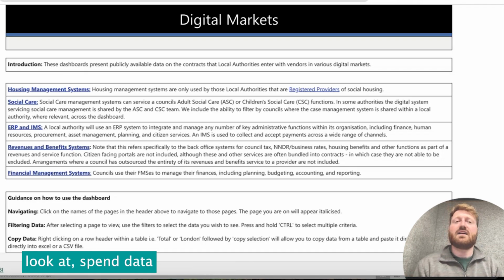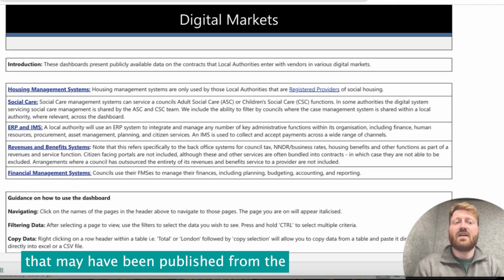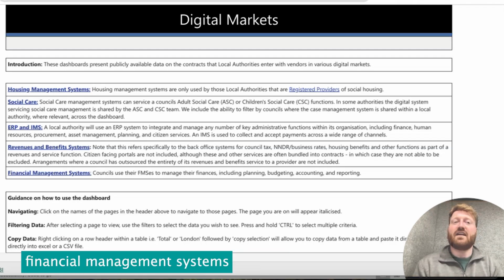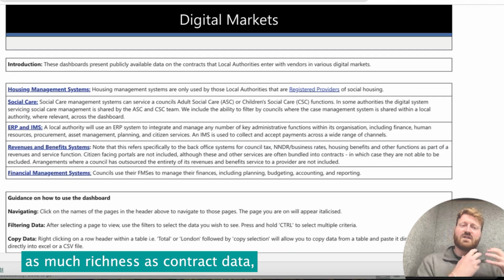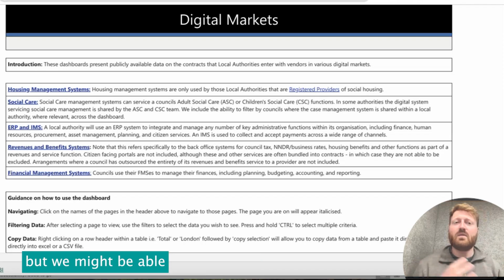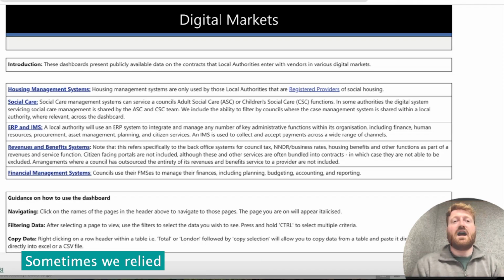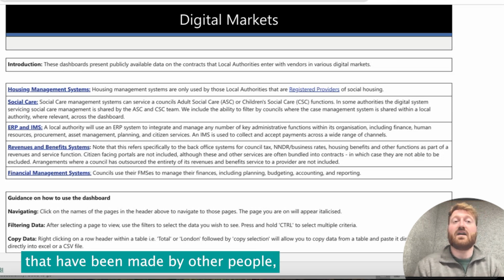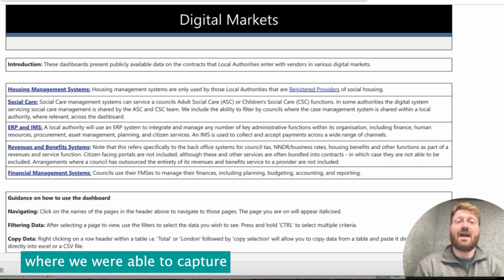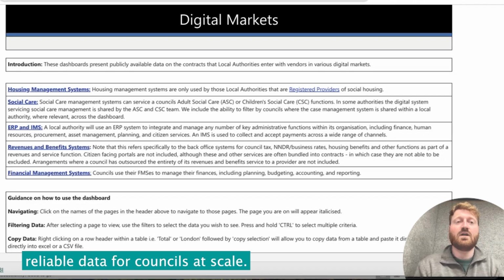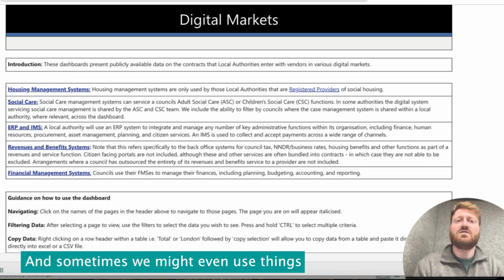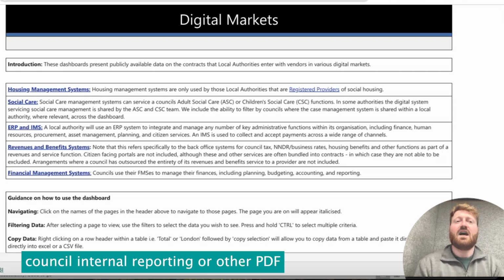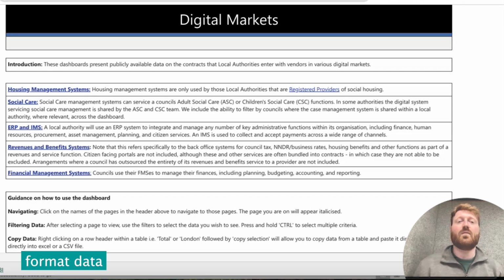We would sometimes look at spend data that may have been published from their financial management systems that didn't quite have as much richness as contract data, but we might be able to make assumptions about their spend. Sometimes we relied on freedom of information requests that had been made by other people, where we were able to capture reliable data for councils at scale. And sometimes we might even use things like council minutes, council internal reporting, or other PDF format data.